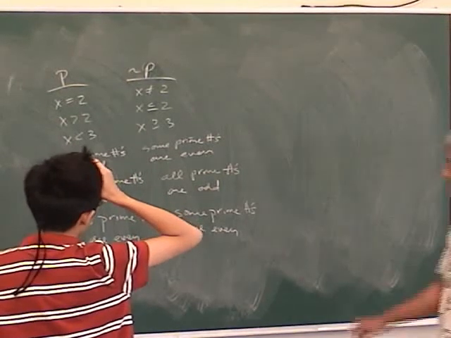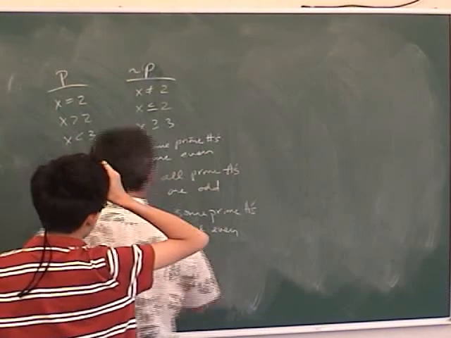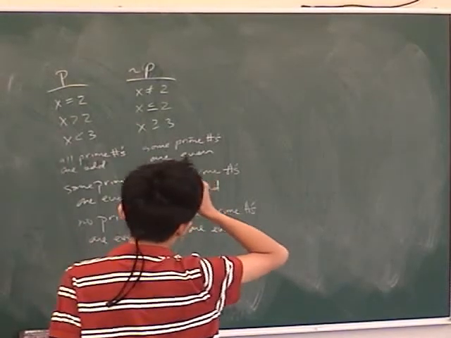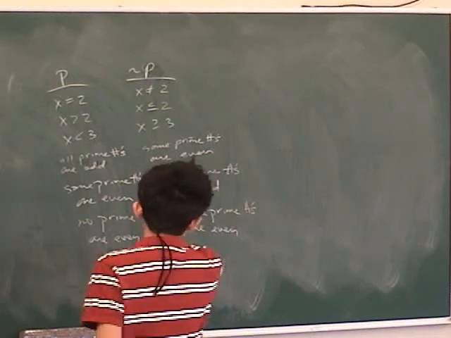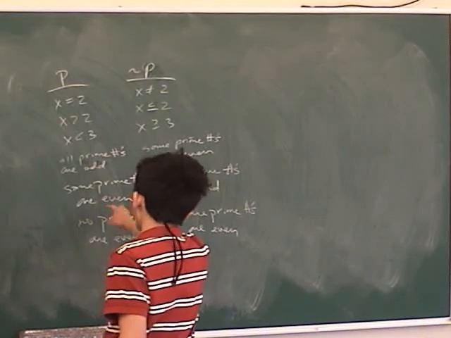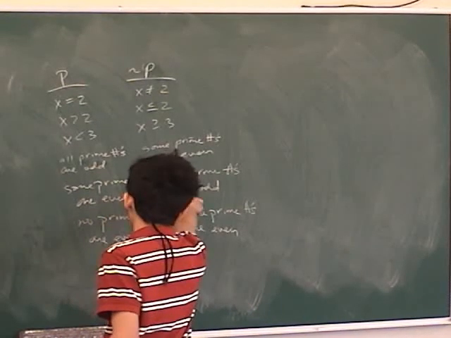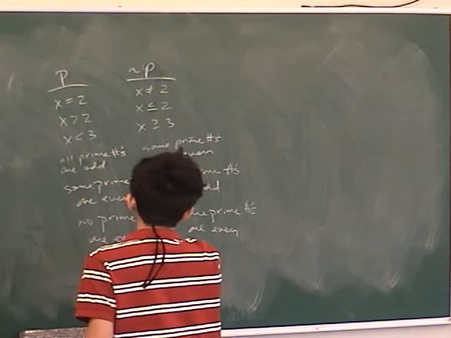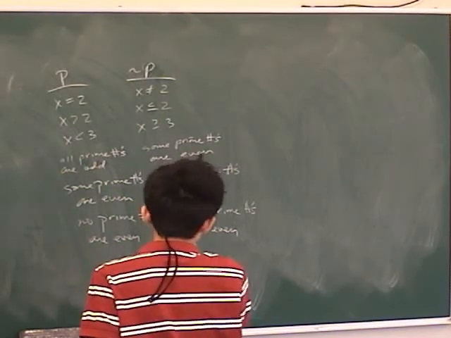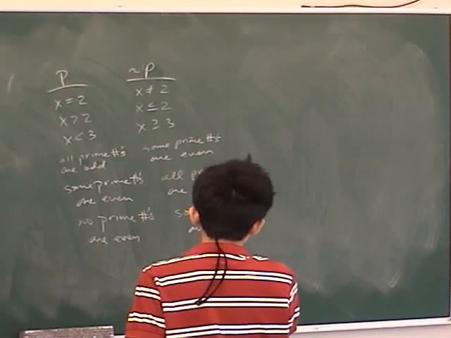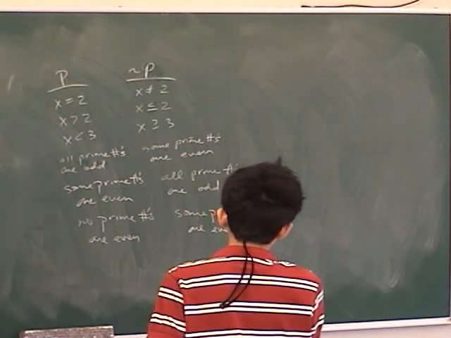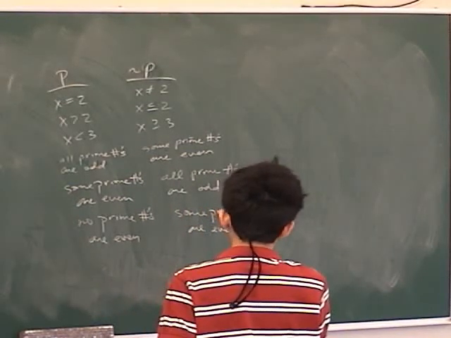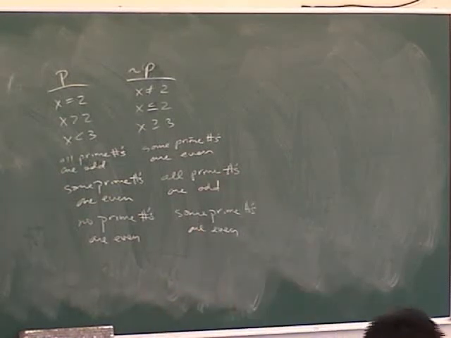So you're saying that since these are the same, these have to be the same. No, because if you can negate this to that, and you can negate it back, if you use this statement, then you could also get that instead. Wait, so all prime numbers are odd. Does that mean the same thing as no prime numbers are even? I think so. Yeah. So yes.